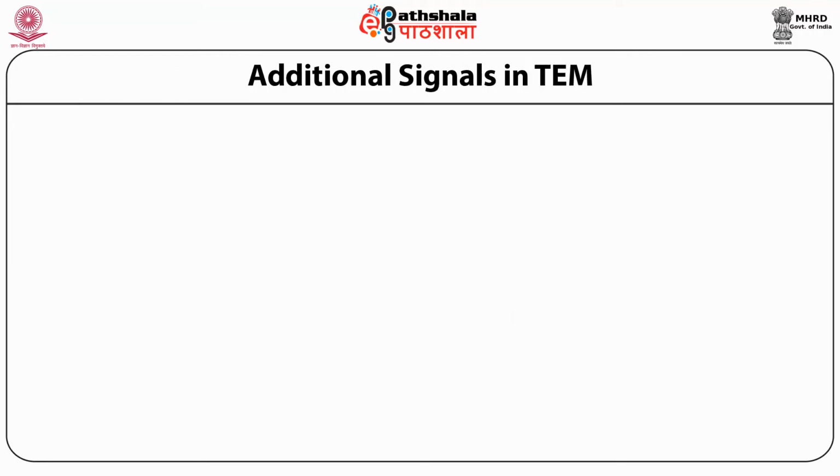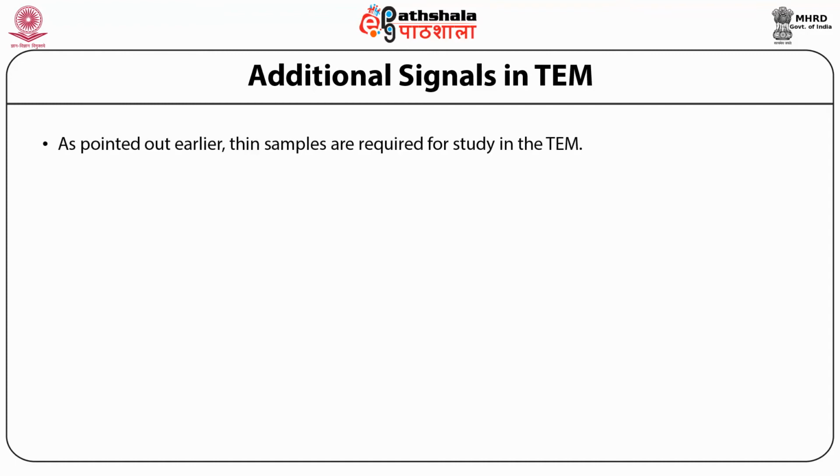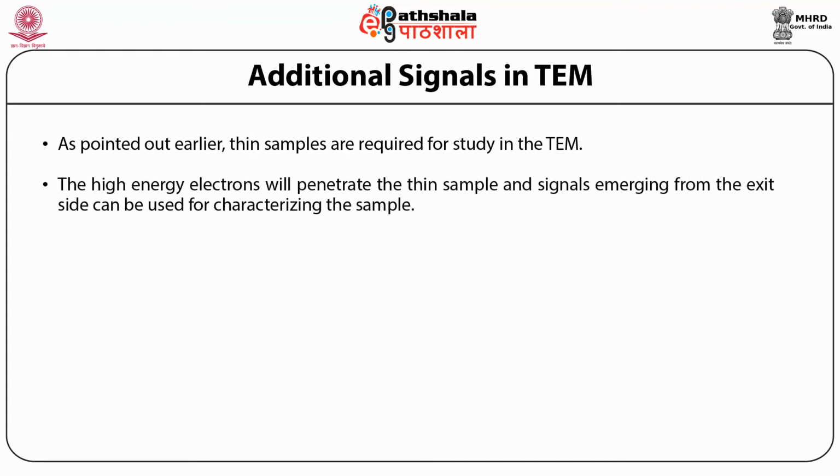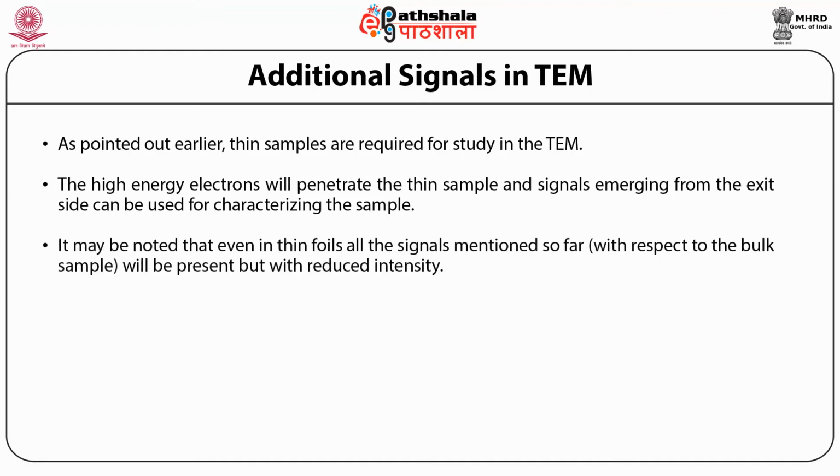Students, now let us study about the additional signals in TEM. As pointed out earlier, thin samples are required for study in the TEM. The high energy electrons will penetrate the thin samples and signals emerging from the exit side can be used for characterizing the sample. It may be noted that even in thin foils, all the signals mentioned so far with respect to the bulk sample will be present, but with reduced intensity.